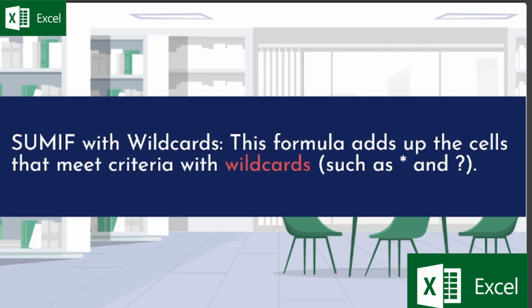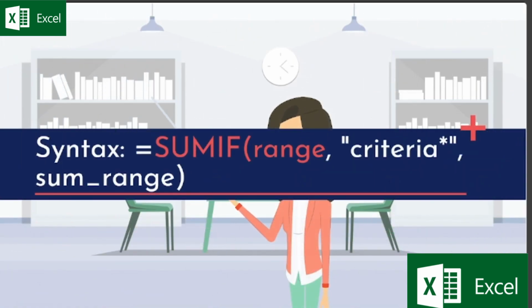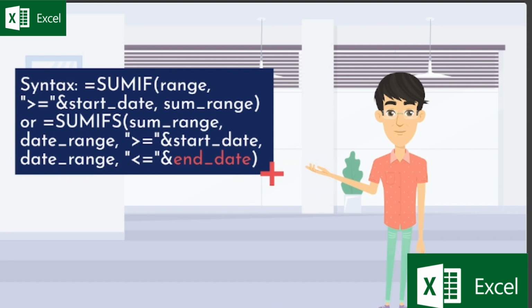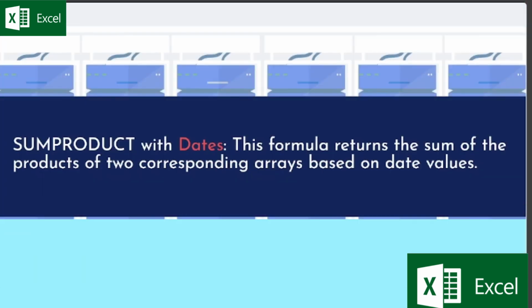SUMIF with wildcards. This formula adds up the cells that meet criteria with wildcards. Syntax: equals SUMIF(range, criteria, sum_range). SUMIF with dates. This formula adds up the cells that meet criteria based on date values. Syntax: equals SUMIF(range, ">="&start_date, sum_range), or equals SUMIFS(sum_range, date_range, ">="&start_date, date_range, "<="&end_date).